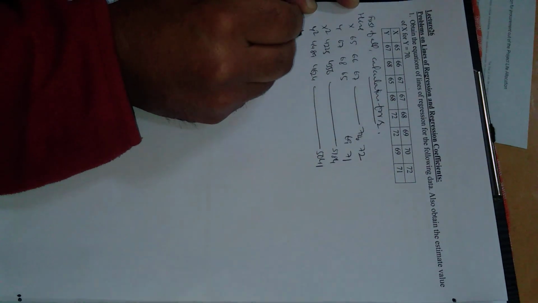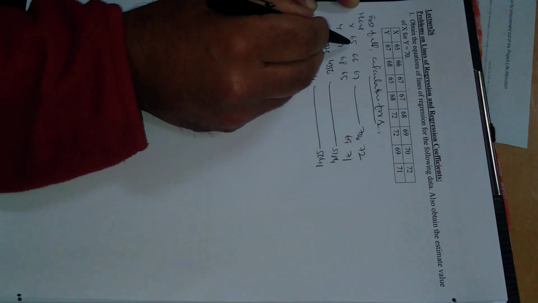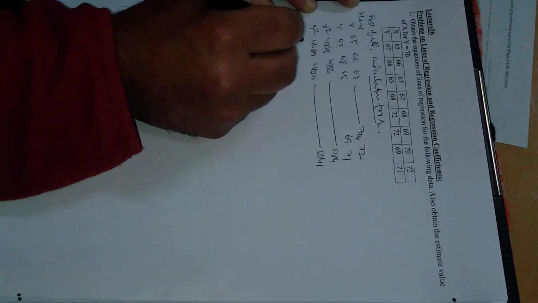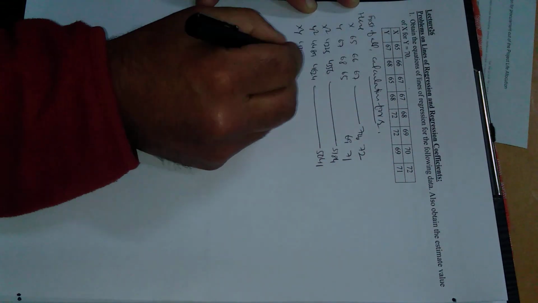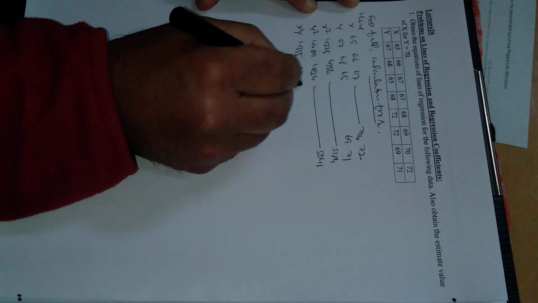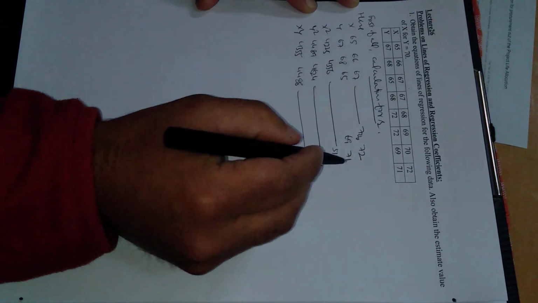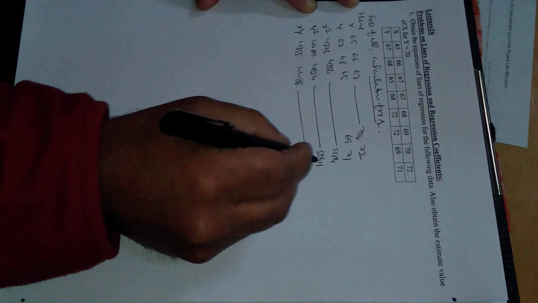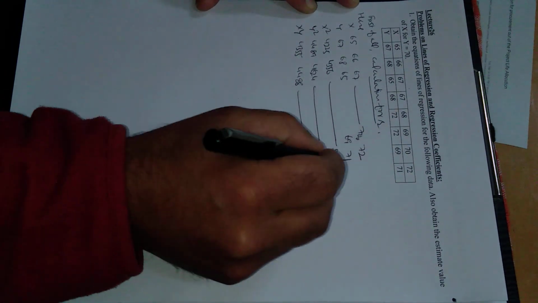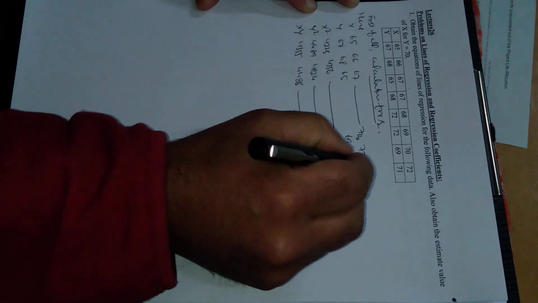Next we need xy. Xy means corresponding multiplication. 65 into 67 is 4355. 66 into 68 is 4488. Corresponding multiplication, continue in this way. 72 into 71, so this will be 5112.